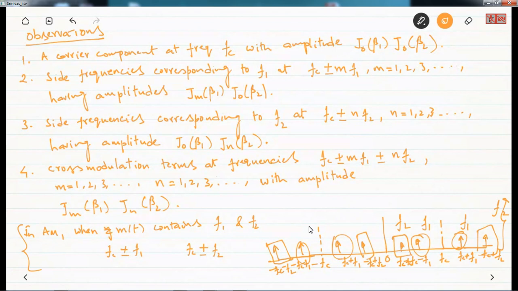So we discussed the frequency spectrum, or the frequency content, of single tone FM with narrowband FM. We did single tone FM with beta small and beta large. Beta small we called narrowband FM, and beta large we called wideband FM. And then we discussed multi-tone FM, where beta can be large.